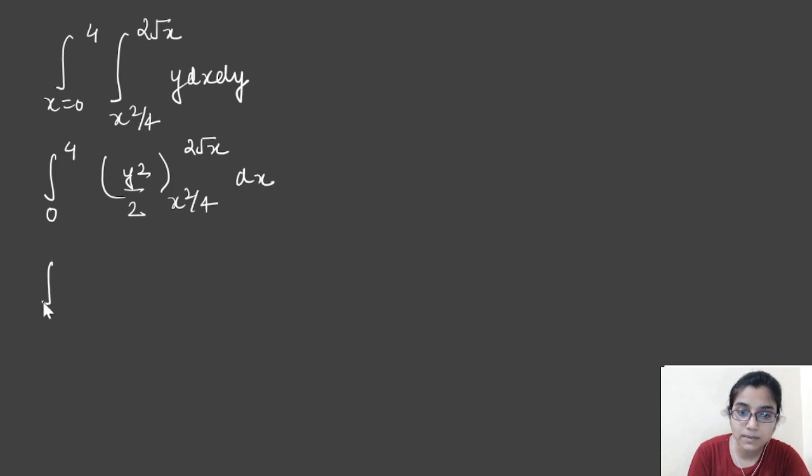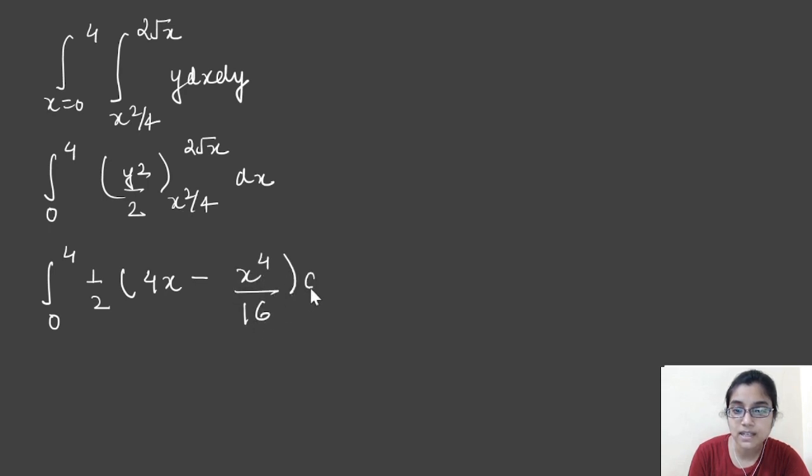So what will it come? 0 to 4, 1 by 2, y square is your what? 4x, because 2 square into x is 4x, minus this is going to be x to the power 4 by 16, and this is going to be dx, because we have to square x square by 4. So what we will get, see here, you will cancel out this 4 by 2 times, and on integration we will get x square, so again that 2 will also get cancelled out.